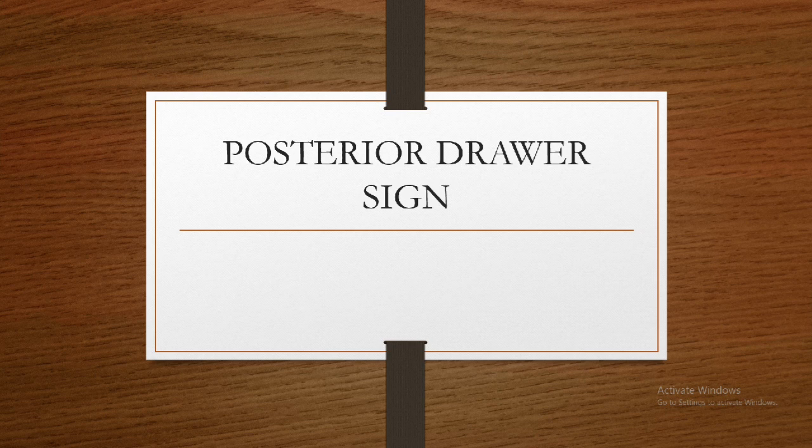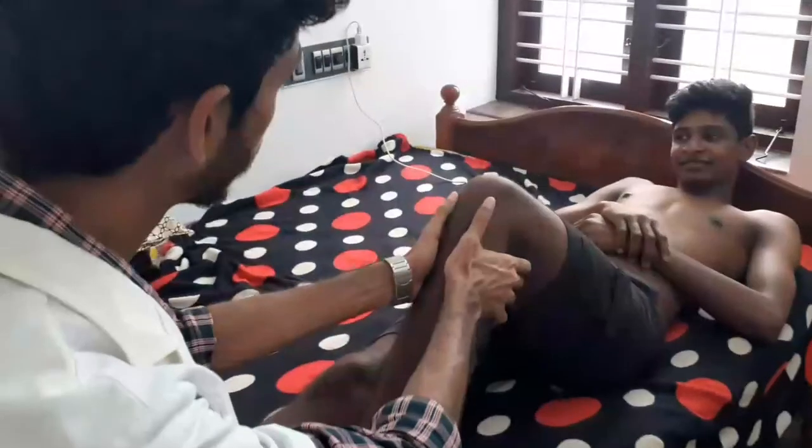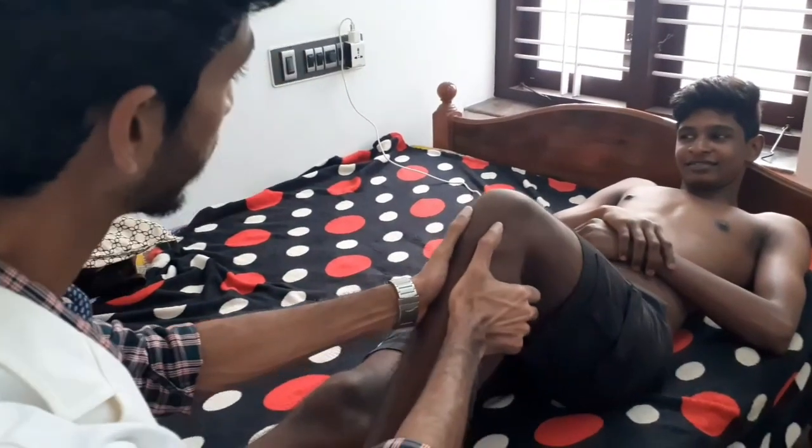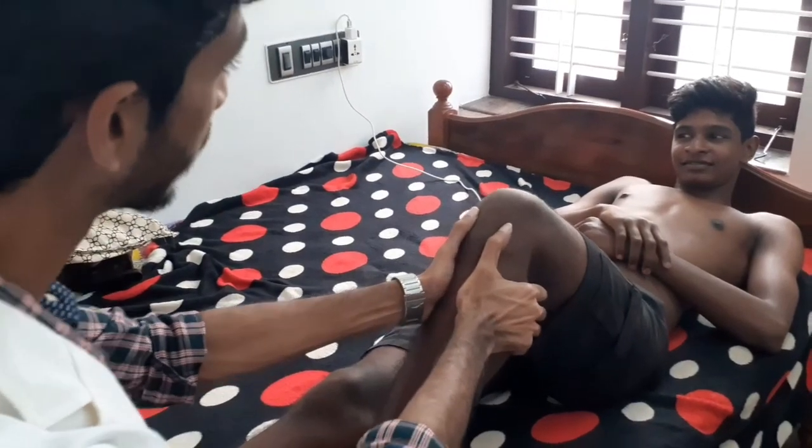Posterior drawer sign. The examiner grasps the proximal lower leg approximately at the tibial plateau or joint with the thumbs placed on the tibial tuberosity. Then the examiner attempts to translate the lower leg posteriorly.